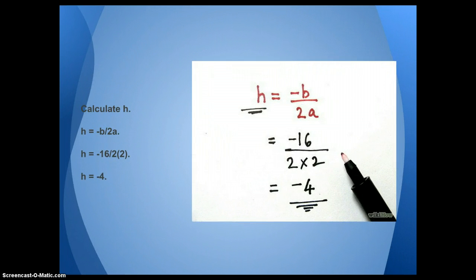Calculate h. Remember that h equals negative b over 2a. So in our example, h equals negative 16 divided by 2 times 2. When we calculate that, we end up with negative 4.